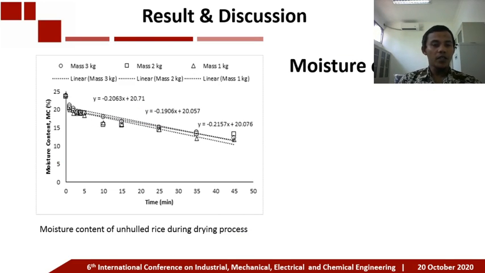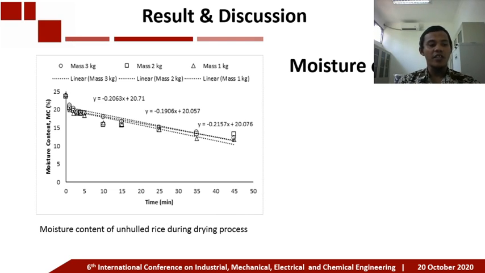And then the drying analysis is conducted from three sides, namely the particle side, where we analyze the moisture content of unhulled rice. For the drying air side, we analyze temperature and relative humidity, and for the device side, that is the pressure in the drying chamber.